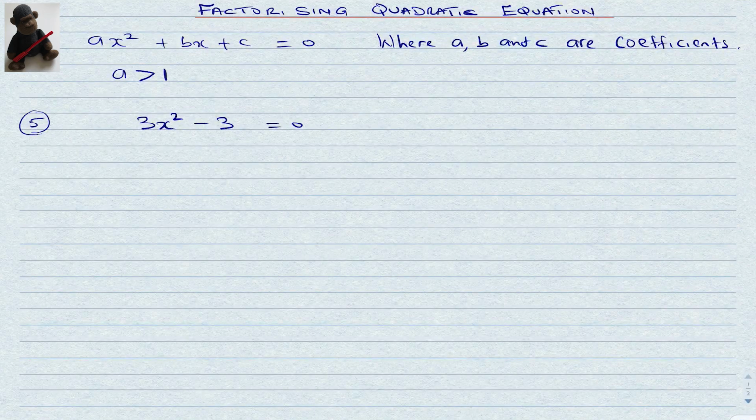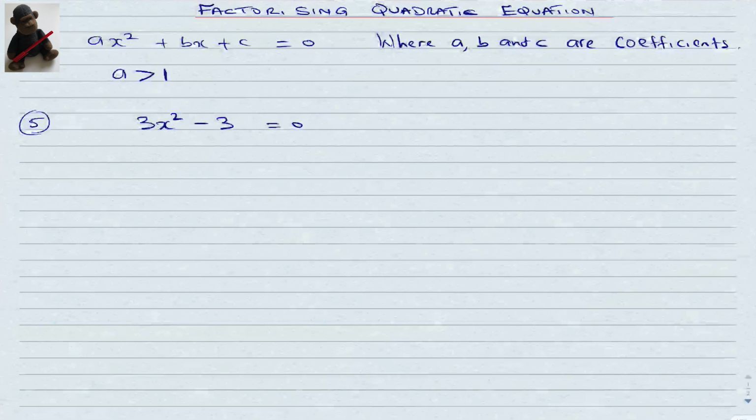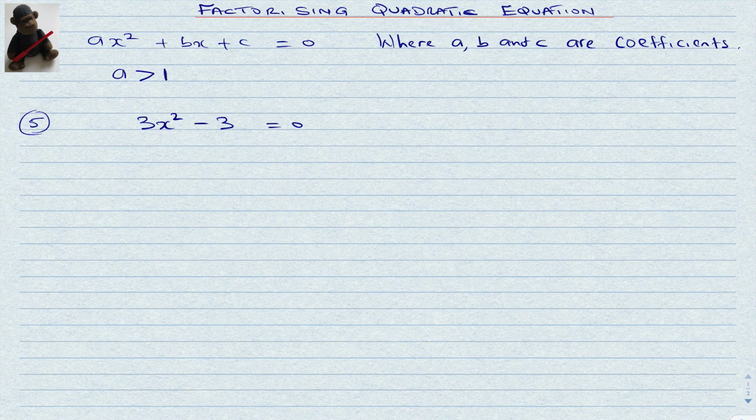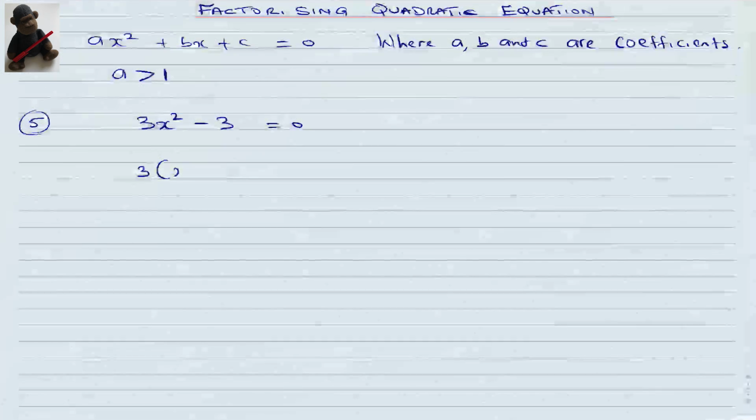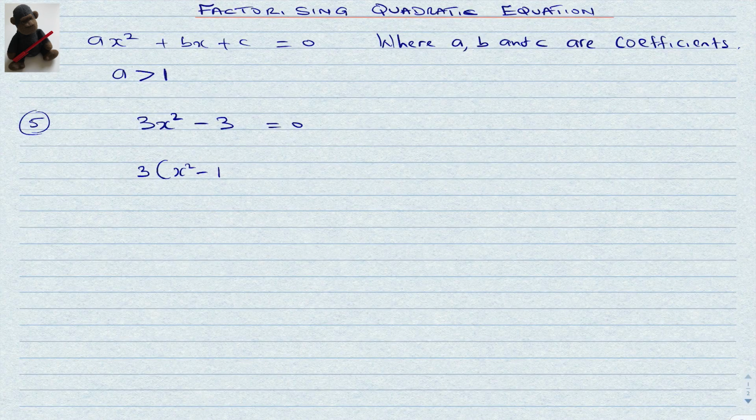Here's another question. In this question, we just take out 3, because you can see there's no x to the power 1 or x to the power 0. There is x to the power 0. x to the power 0 is obviously 1. That's why you have minus 3. So your c is actually minus 3, but there's no b. So in this case, 3 is a common factor, so we take it out. So you go 3 into bracket x squared minus 1 equal to 0.